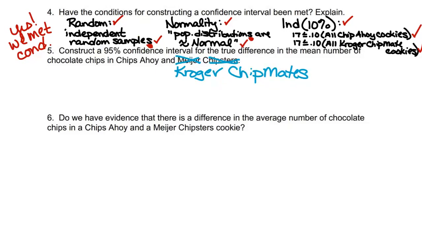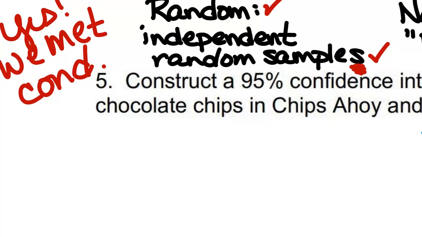So what do we need to do here in step 5? If we're constructing this confidence interval, what's it going to look like? What'd you say? I still can't hear you.